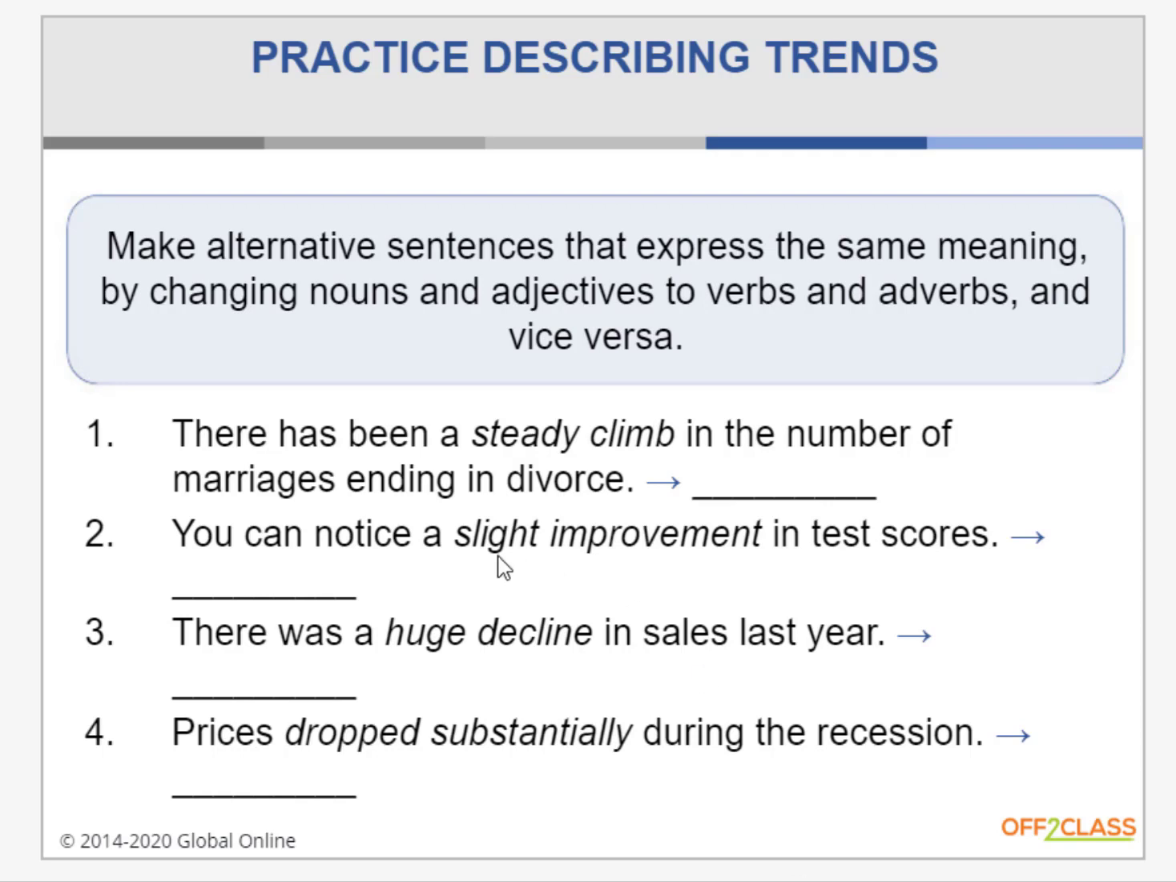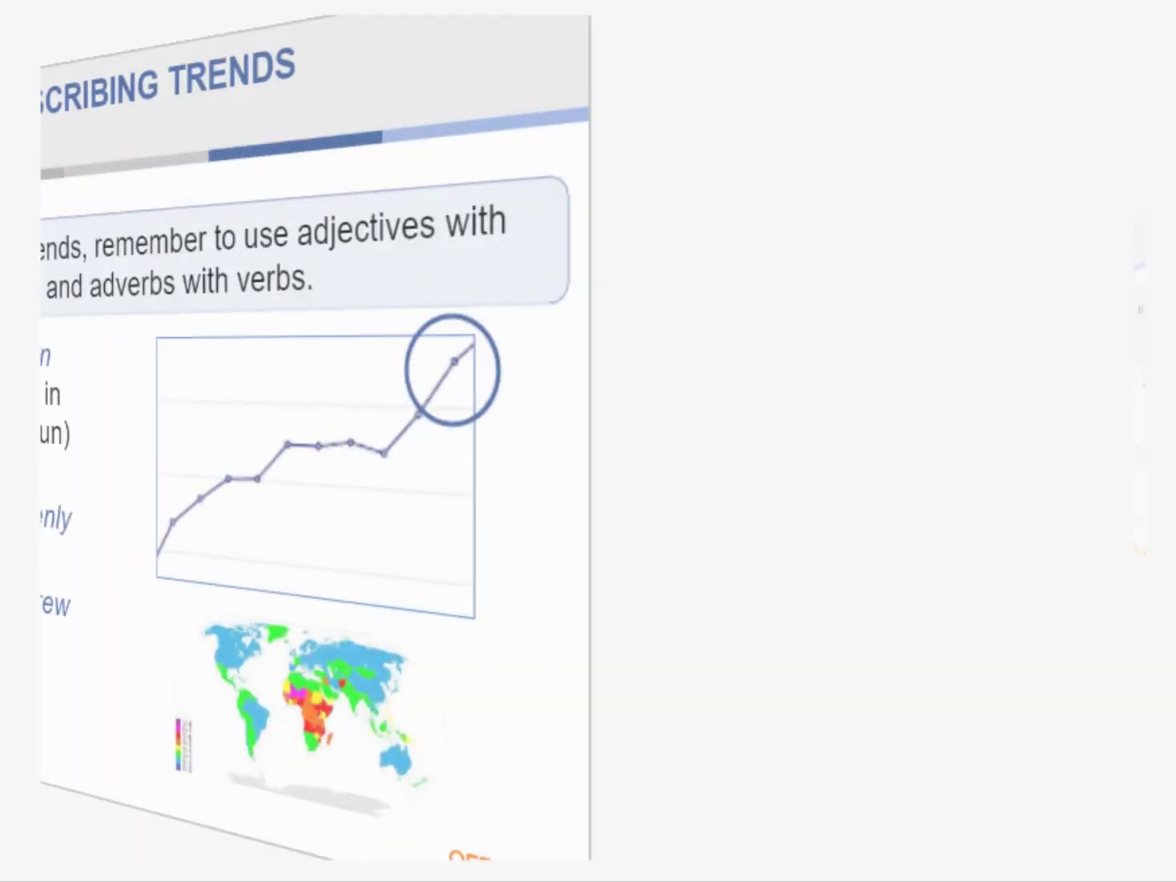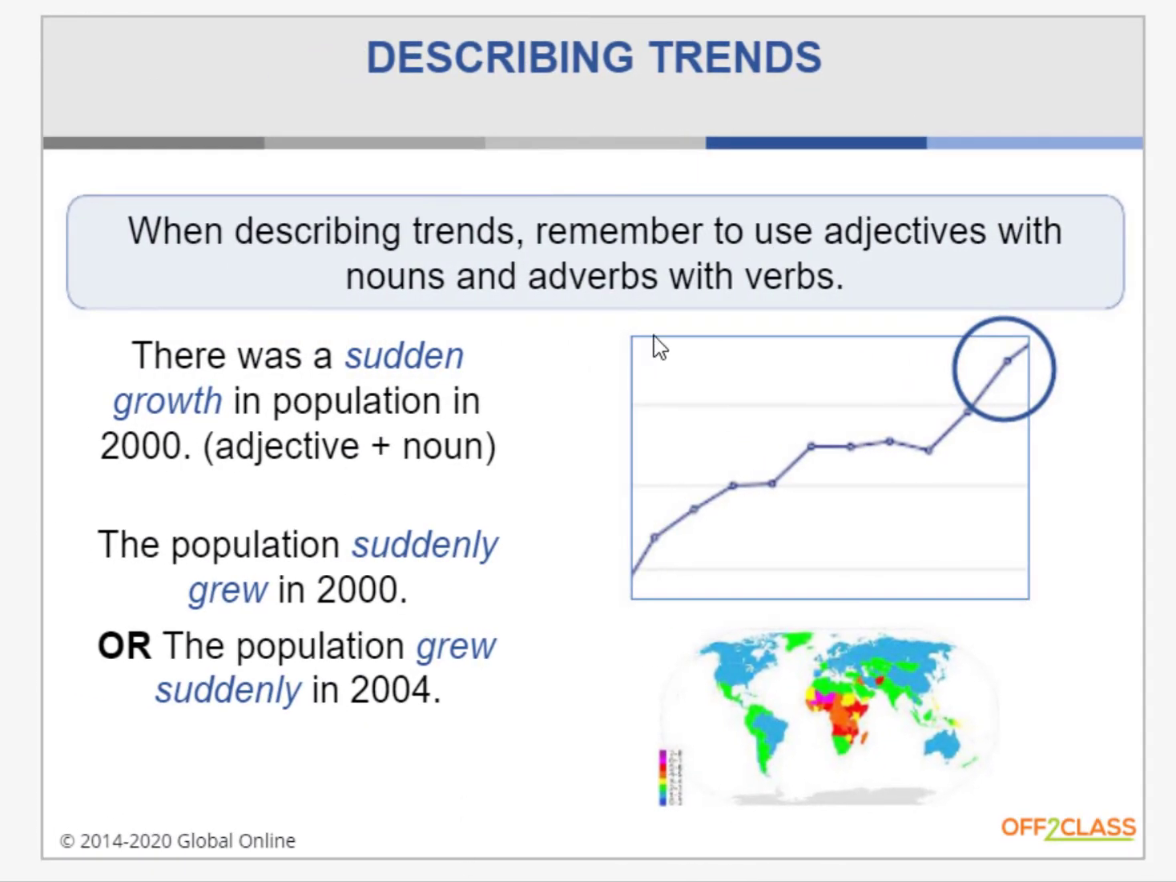Here's one example. There has been a steady climb in the number of marriages ending in divorce. How would you change that from steady climb to something else? If you remember the examples from before, we can go back. Adjectives with nouns, adverbs with verbs. Sudden growth. How do you change it from this to the other one? You change it to suddenly grew. See how you change it from adjectives and nouns to adverbs and verbs.